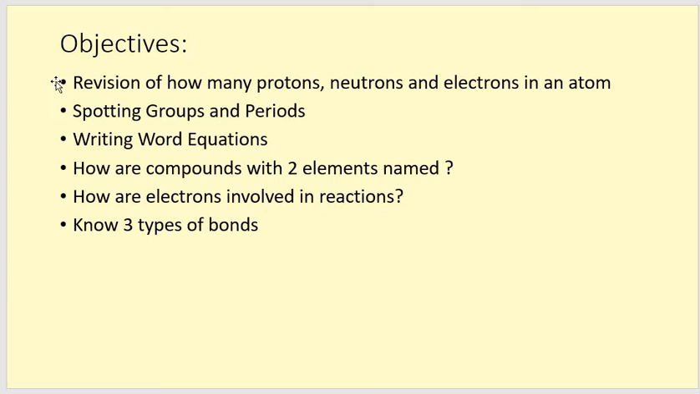So you've got 6 objectives here: revising how many protons, neutrons and electrons are in an atom, spotting periods and groups, that's on the periodic table, which, as I've said, I will supply for you if you haven't already got one with you. Writing word equations, this is a key objective for Year 8. Knowing how to name compounds that have got 2 elements in, knowing how electrons are involved in reactions, and knowing 3 types of chemical bonding.